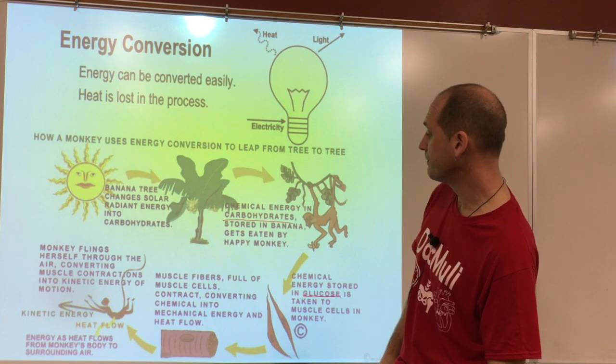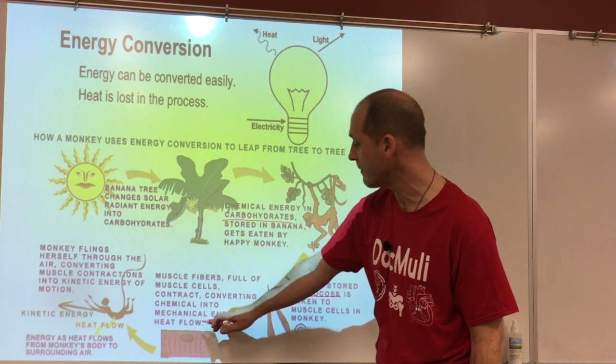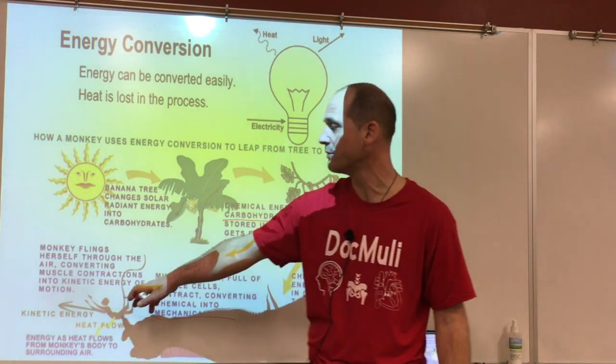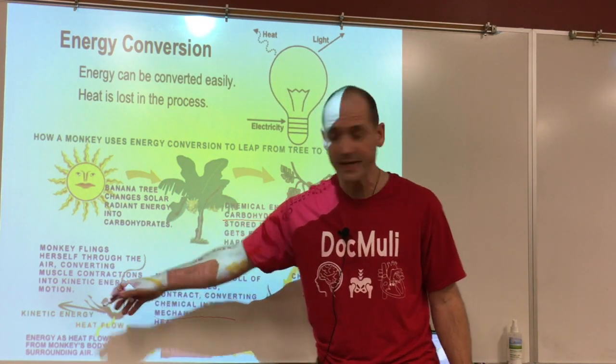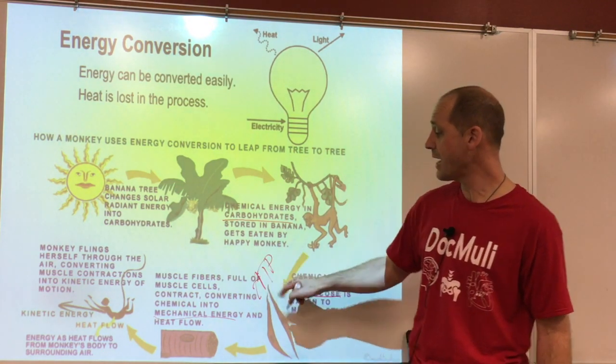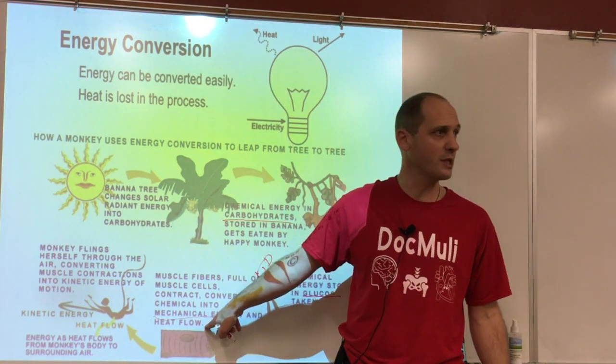It already talks about mechanical energy right here, when it contracts, and then the monkey can leap from tree to tree. In between here, we make the glucose, we make it into ATP, and then that makes it into contraction energy.